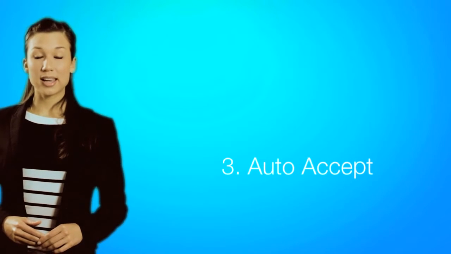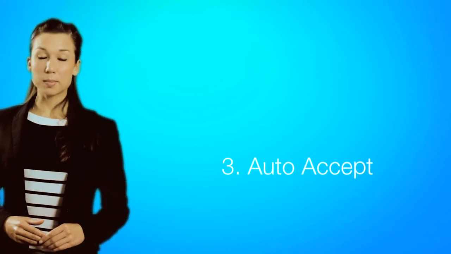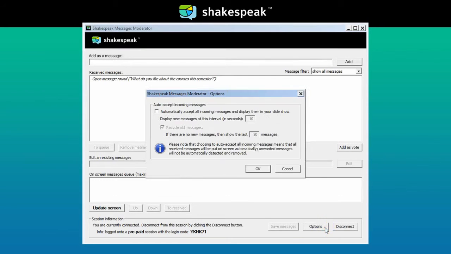The third option is to auto-accept all incoming messages. That way, you do not use the moderator panel, so all messages will be directly shown in your presentation without checking. Click Options in the moderator panel. Check the first box and fill in at which interval the new messages should appear on screen.